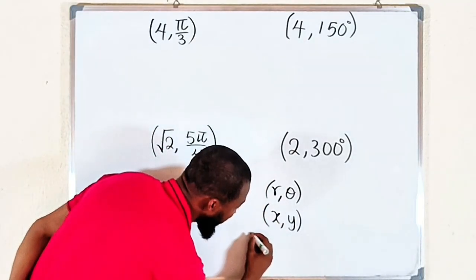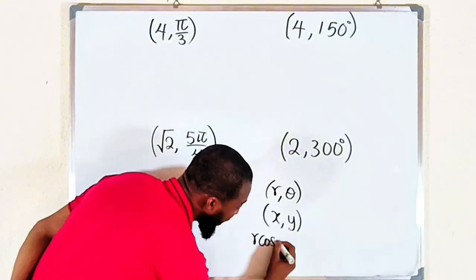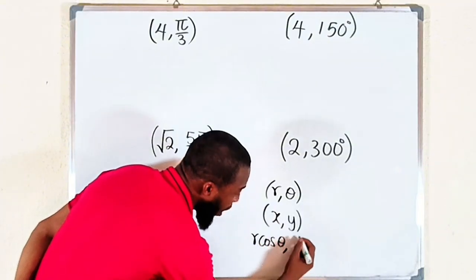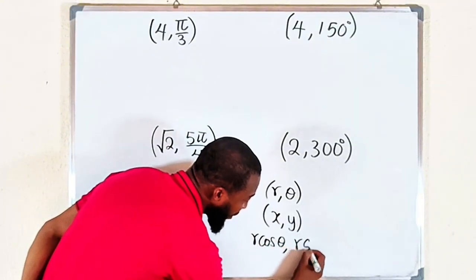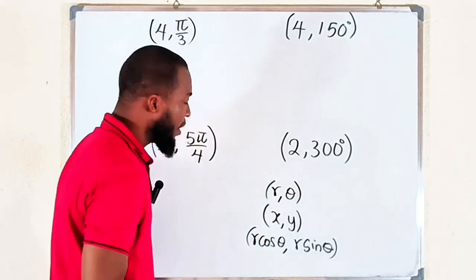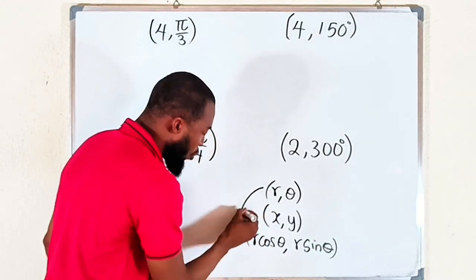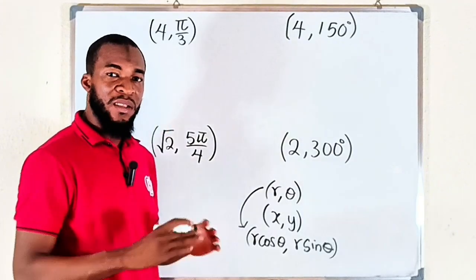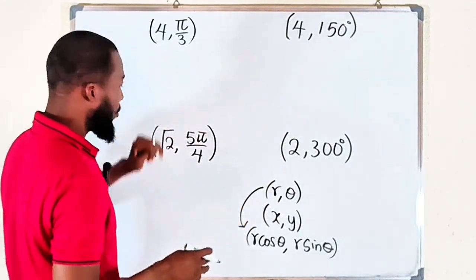Remember, X is the same thing as R multiplied by cosine of that angle. And Y is the same thing as R multiplied by sine of that angle. So you can simply use this formula to convert from polar to rectangular coordinates, as simple as that. So let's get started with the first one.